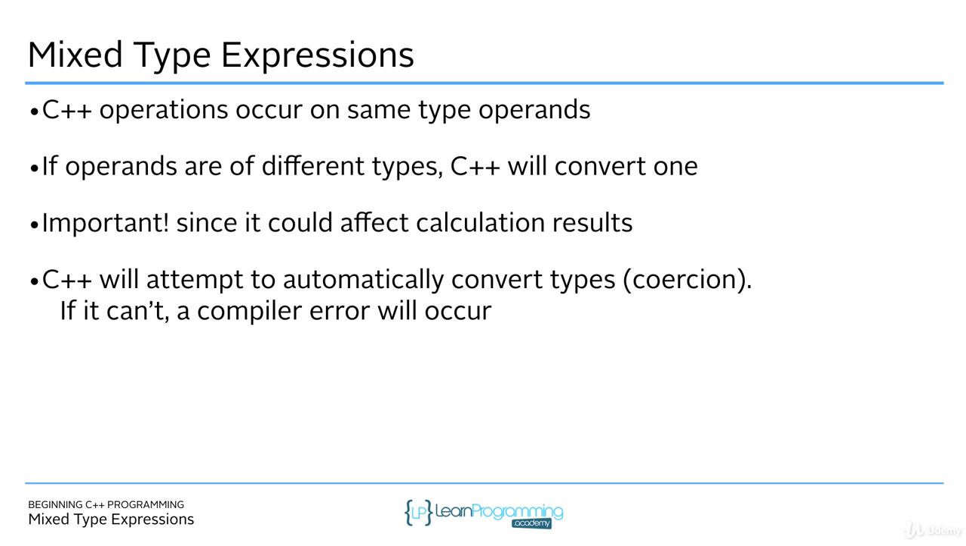As we'll see in the next few slides, it's very important to understand the rules that C++ uses to ensure that the types are the same, since the results of the calculation could be different depending on which operand type is changed. C++ will try to convert one of the operands so it matches the other. In many cases, this happens automatically, and we'll talk about how that works in the next slide. If an automatic conversion or coercion is not possible, then a compiler error will occur. We saw an example of this in the assignment operator video when we tried to assign a string to an integer.